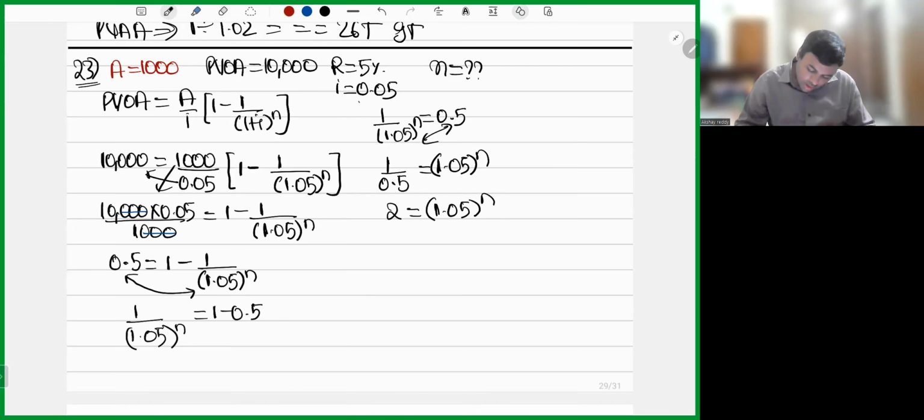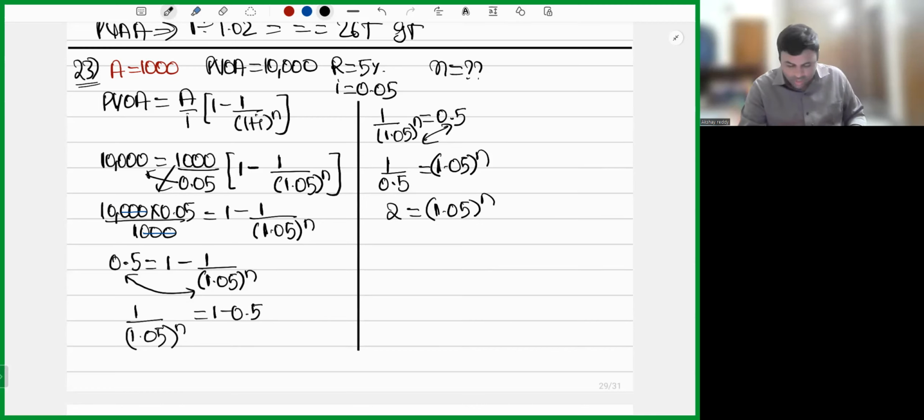Now the resultant is 2 is equal to 1.05 whole power n. How can you do it? Either you can apply log on both sides and solve, or else you can check with the calculator. I'll check with the calculator. 1.05 into 1. I'll go on pressing equal till I get 2. 1, 2, 3, up to 14, and then 15. In between 14 and 15 years, you will get 2.